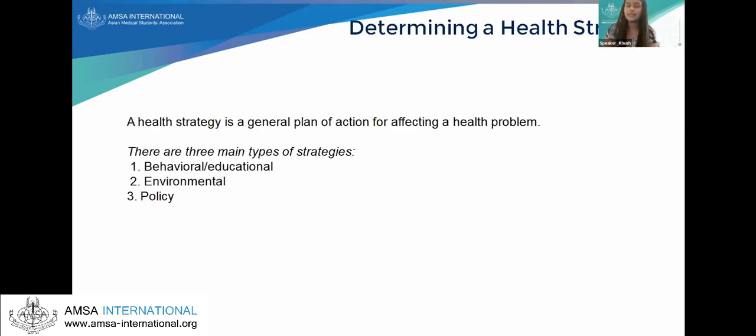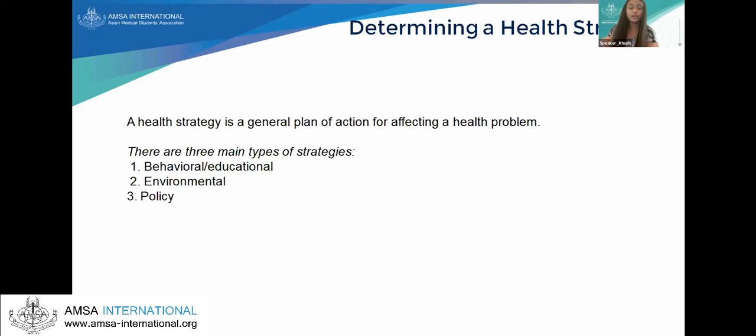So let's start with determining a health strategy. This is something that I'll be touching upon. I believe the other three points are very self-explanatory. A health strategy is basically a general plan of action for affecting a health problem. There are three main types of strategies. One, behavioral or educational. The behavioral educational health strategy is the most relevant to us as medical students and as medical student organizations. The second and third are environmental and policy strategies based on health. They hold a little less relevance in comparison to the behavioral or educational strategy. But yes, if needed, they can be worked upon depending on the project.